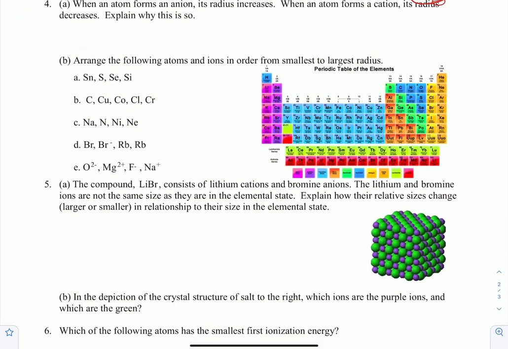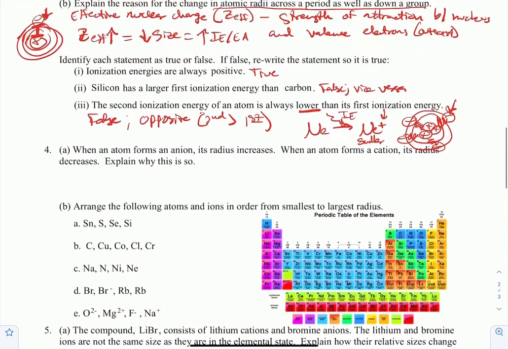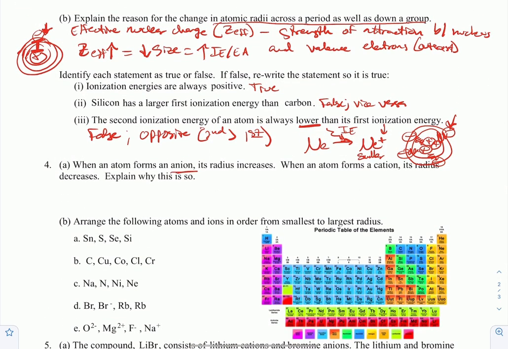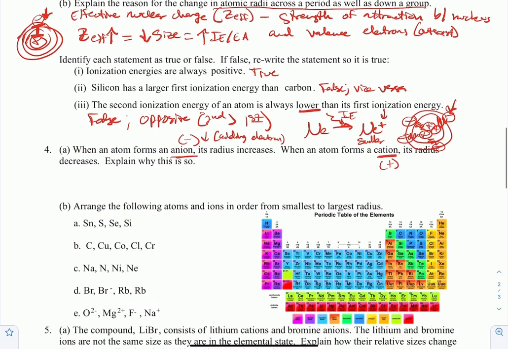All right, number 4, it says when an atom forms an anion, its radius increases. When an atom forms a cation, its radius decreases. Explain why this is so. Remember, an anion is negatively charged and a cation is positively charged. So when we're forming an anion, what that means is we're adding an electron. That's what's happening when we're turning it into an anion. And then by default, the cation becomes taking away an electron.